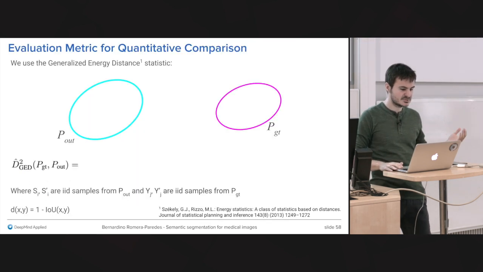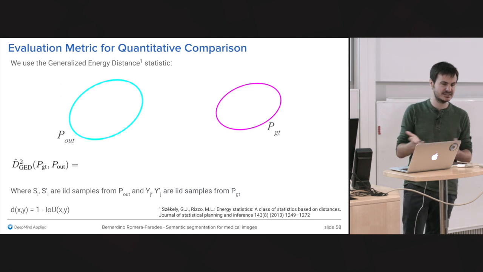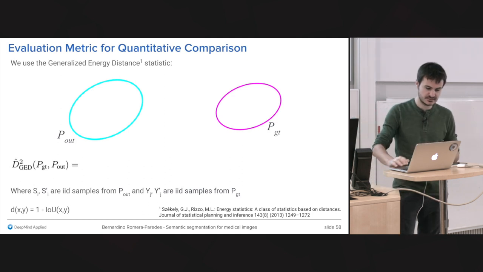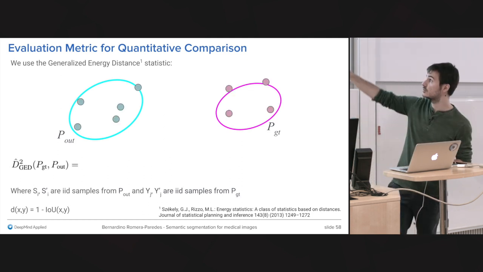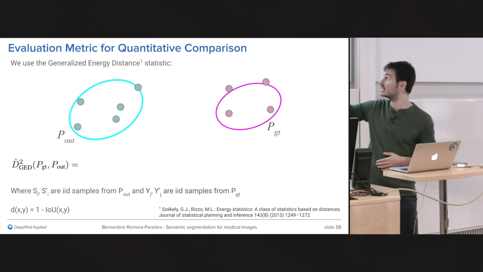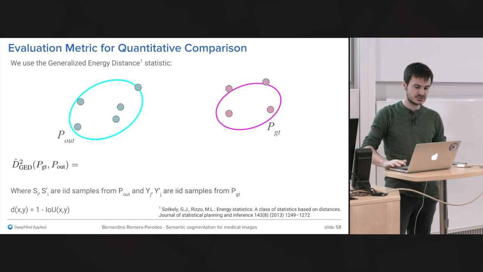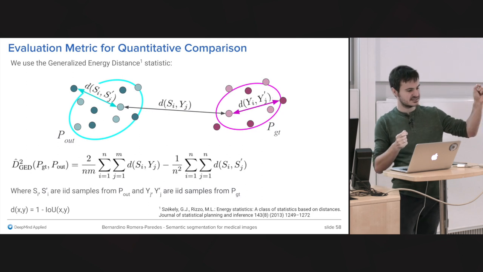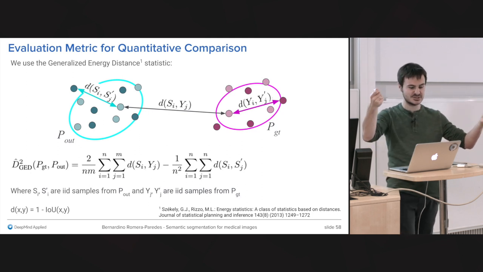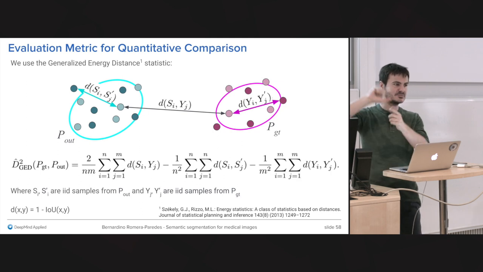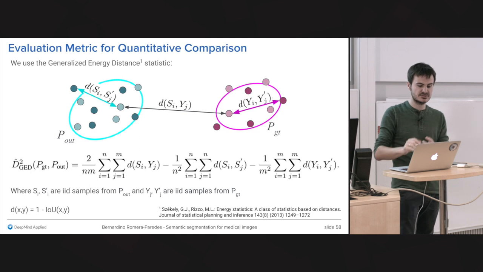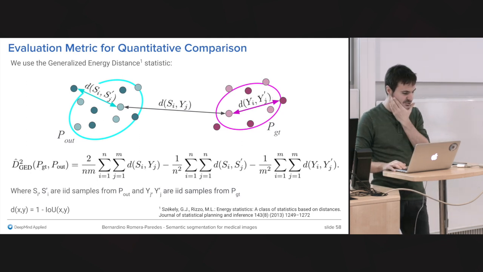So this is qualitatively, but in terms of quantitatively, which is what we want to know, how well our model performs. For this, we use as a metric the generalized energy distance, which is basically: you have samples from your predictions and samples from the ground truth distribution. And what you do is take into account the distance between every pair of points with samples from the ground truth distribution and your distribution. And then you discount the distances between points of the same distribution. So you discount the variance, basically. And for this D, the way to compare two segmentations, we use 1 minus the intersection over union.